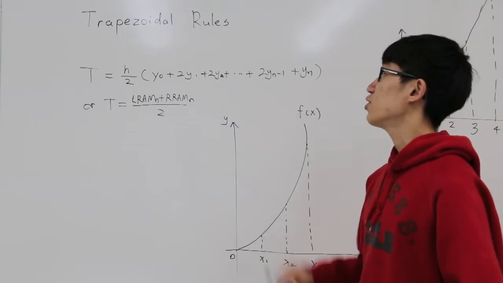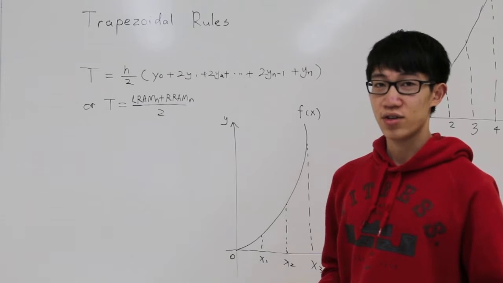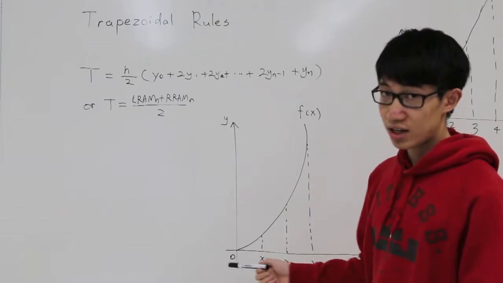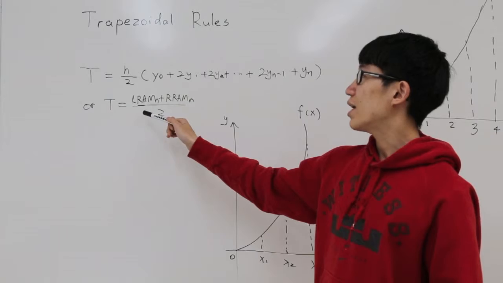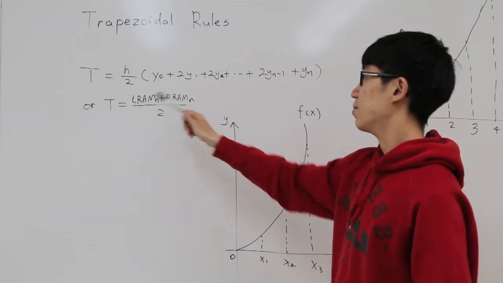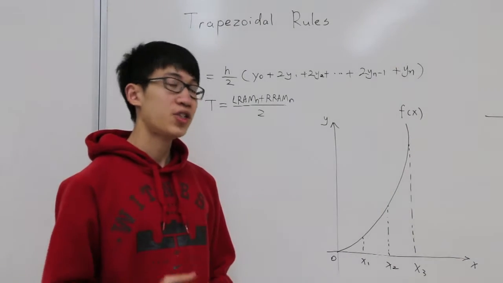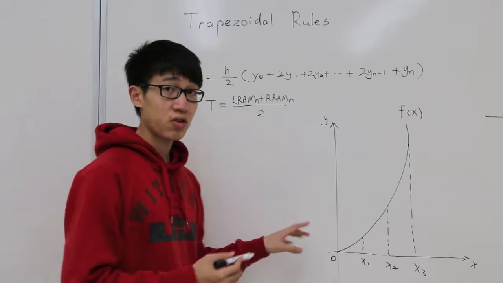Today our topic is trapezoidal rules, and this is a more accurate way of calculating the area enclosed by our function and the x-axis, compared to what we talked about last class, the left ramp and the right ramp. The calculation of the area is quite easy, but first of all, we need to draw the trapezoids.